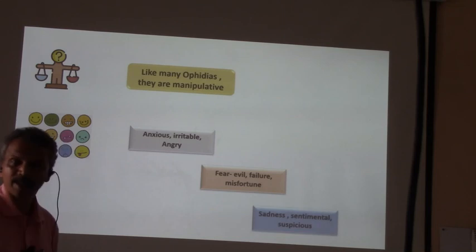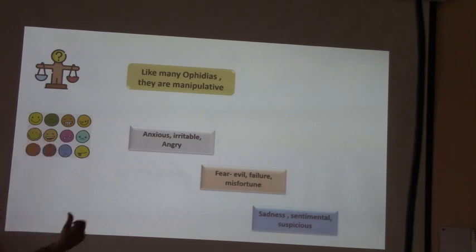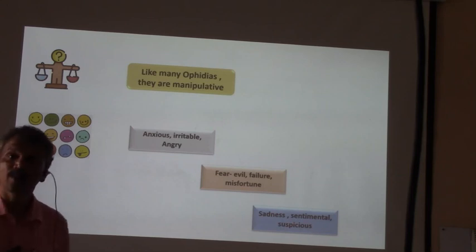Going ahead, you also see that CROTALUS is a very sad person, very sentimental person, and like any other Ophidia is very suspicious. They might suspect the doctor, they might suspect the system itself. They may not believe in homeopathy, they may not believe in our medicines. One of the remedies could be CROTALUS, or one of the remedies could be Ophidia. So sadness, sentimental, suspicious, and coming to the loquacity.